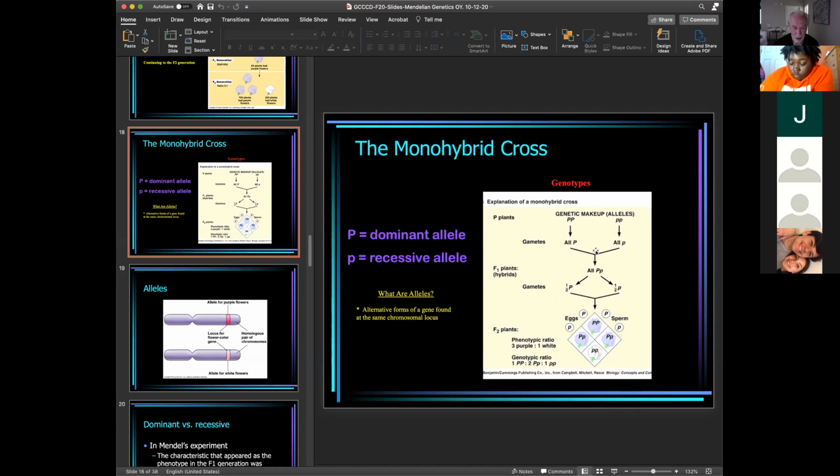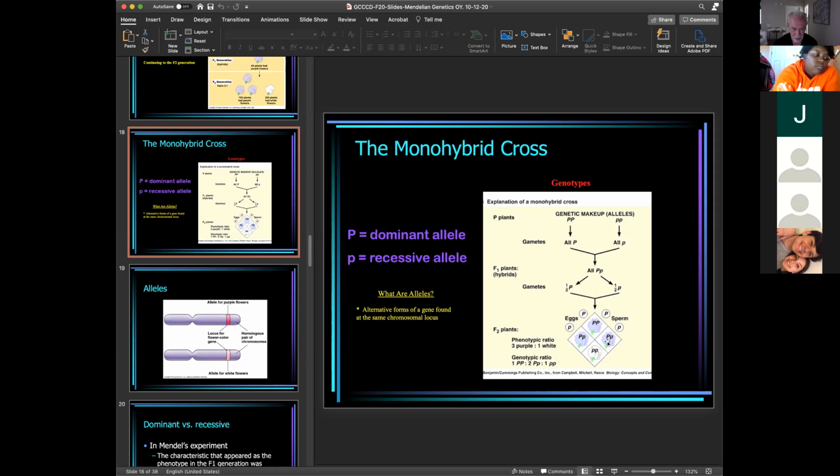And so when you cross them, every plant is heterozygous, big P, little p. So the F1, they're all alike, they're all purple because they all have the dominant allele, big P. But then when gametes are made, half of them are big P and half are little p. So then you see the segregation in the F2 at the bottom.